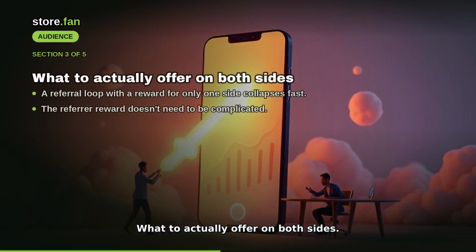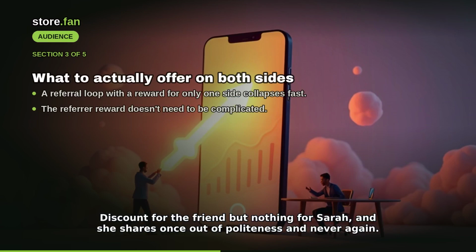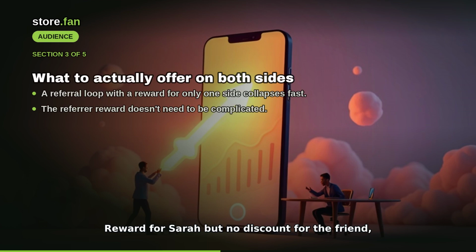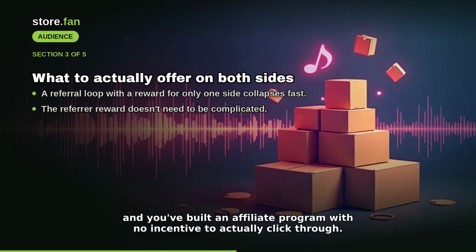What to actually offer on both sides. A referral loop with a reward for only one side collapses fast. Discount for the friend, but nothing for Sarah, and she shares once out of politeness and never again. Reward for Sarah, but no discount for the friend, and you've built an affiliate program with no incentive to actually click through.